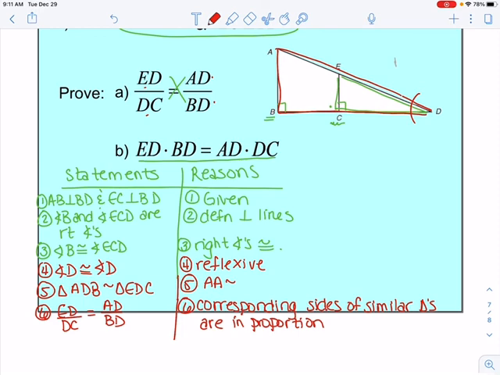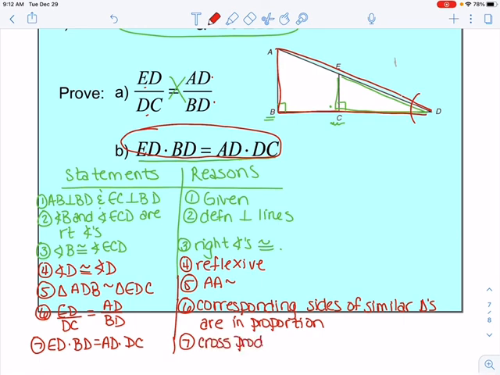Okay, and now that I have them in proportion, you have 2 fractions that equal each other, so you can just cross multiply. So now I finally have my second piece that I need to prove here. ED times BD is going to equal AD times DC. And the reason that that's true is because of the cross product property. Helps if I spell property right. So the cross product property is that reason. Again, that's cross multiplying.